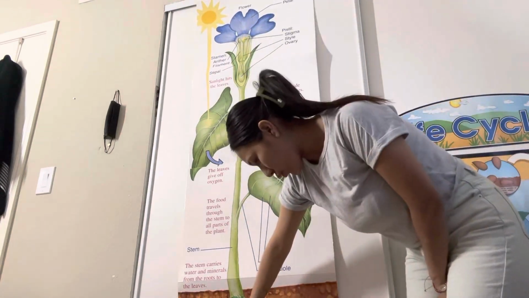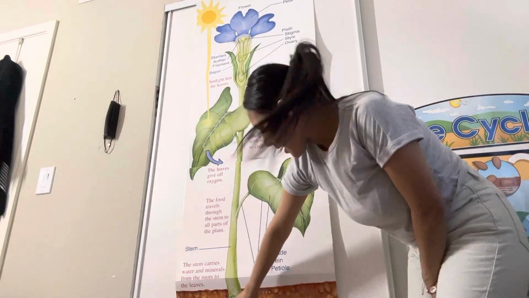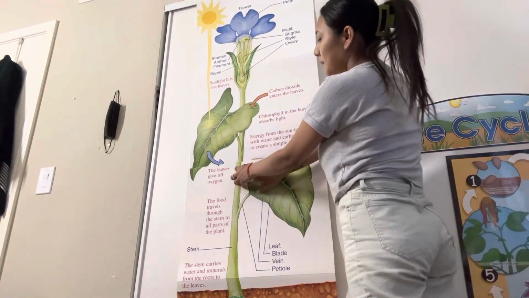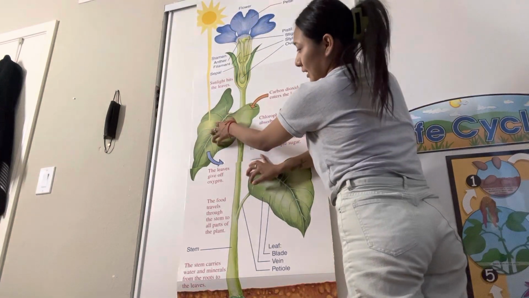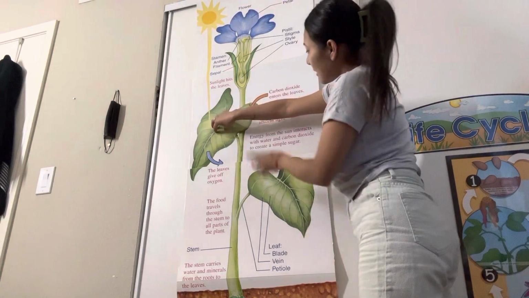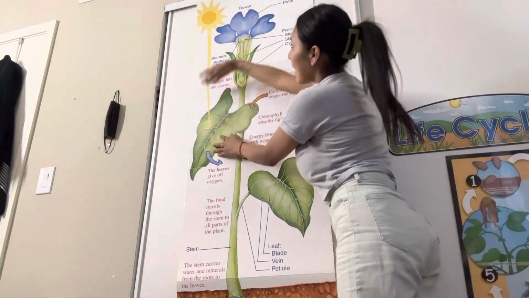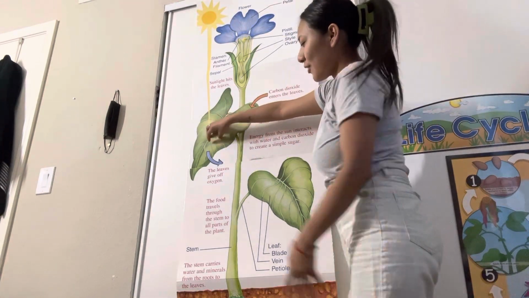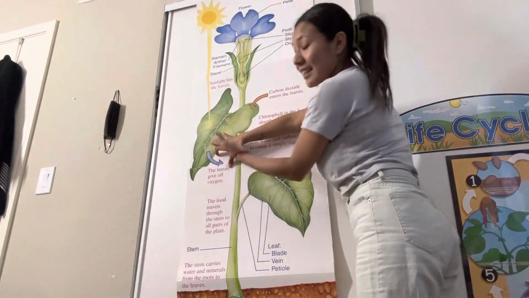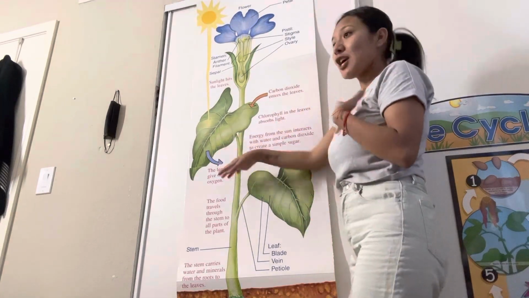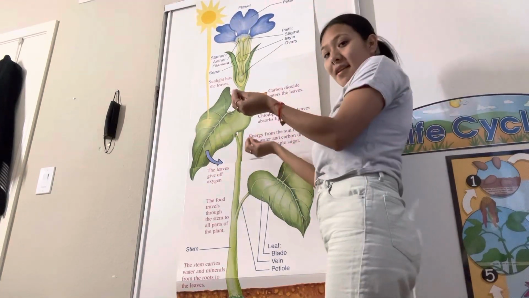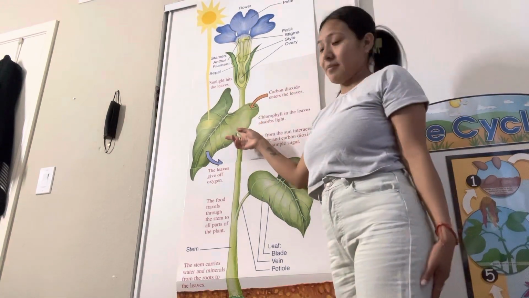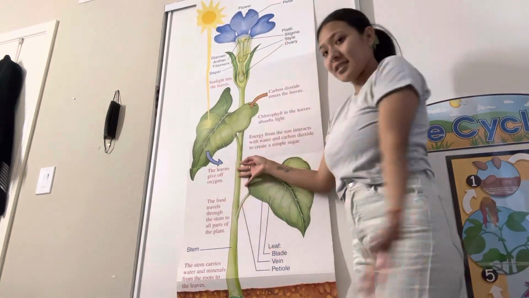So the roots absorb all the water and the minerals, and then it gets carried through the stem. Then the stem carries water through to the leaves. When the leaves receive carbon dioxide from us and sunlight from the sun, then it creates and leaves off oxygen for us to breathe. So we help the plant grow, and the plant helps us grow. We provide carbon dioxide for the plant, and the plant provides oxygen for us.